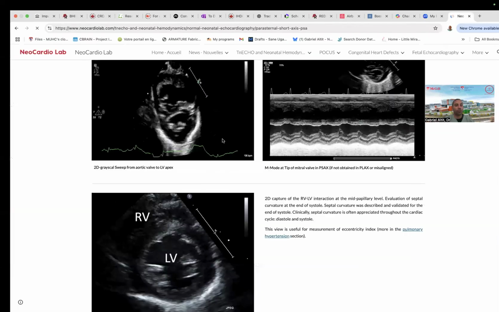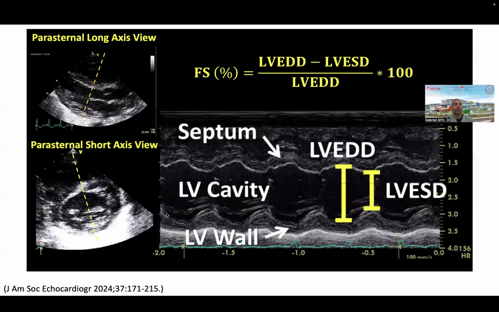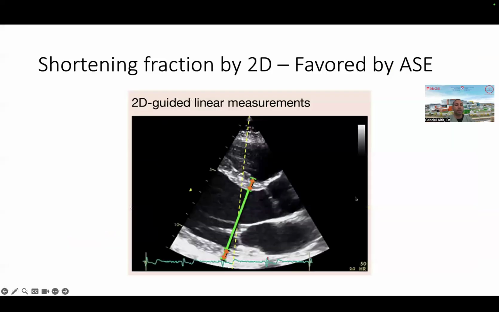You can also do it in short axis if you're better angled. So this is what the TNE guidelines tell you. In the TNE guidelines, they recommend both the long axis, or, if you're better aligned, obtaining it in the short axis. You can see a bit of the anterior mitral leaflet and posterior mitral leaflet, and you should be at the tip of the mitral valve. And you can get your end diastolic diameter and your end systolic diameter to get a shortening fraction, basically.